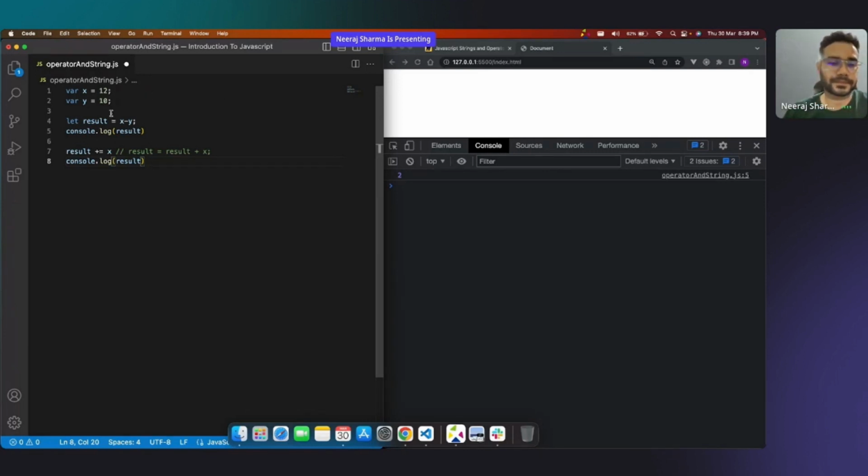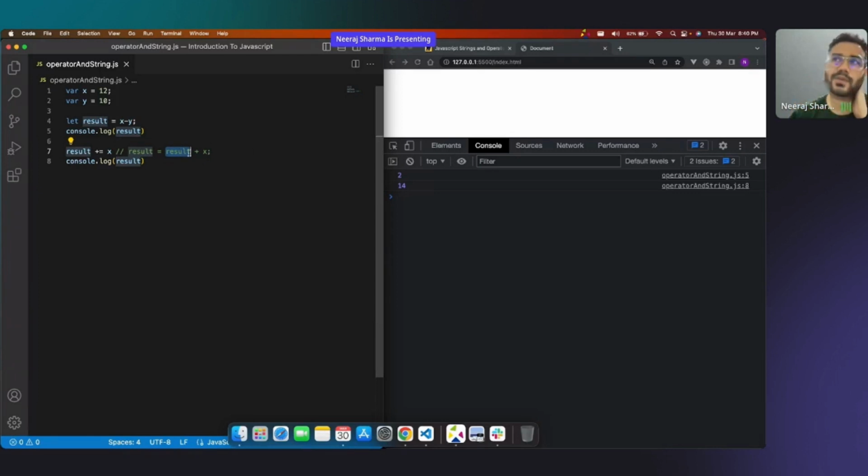Go from the top. 14, right? First we have got result, which is x minus y, 12 minus 10, 2. The result is having 2. Then I'm saying result equals result plus x. What is result? 12. Sorry, not 12. 2 plus 12, 14. Assigned back to result. Right? So what did we get? We got 14. Everyone clear?